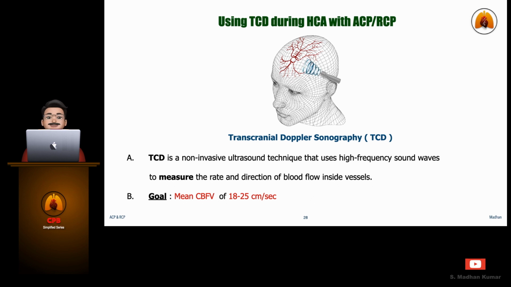Here, TCD is used to guide antegrade cerebral perfusion flow rates and cerebral blood flow velocity during HCA. The goal is to maintain a mean cerebral blood flow velocity of 18 to 25 cm per second.